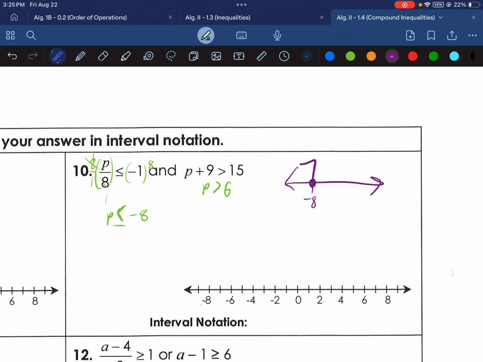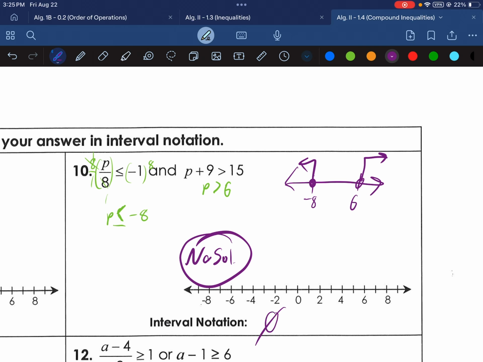I do -8, closed circle to the left. I do +6, open circle to the right. And I notice they don't overlap, so this is no solution. I don't have to bother condensing it because there's no solution. I don't have to bother graphing it because there's no solution.